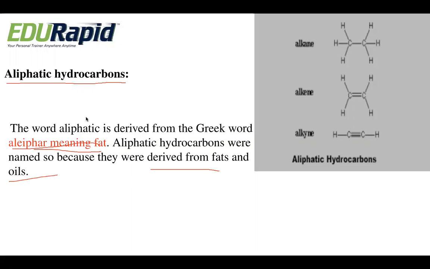Here you can see on the right side, we have three forms of aliphatic hydrocarbons. What are those? Alkane, the next one is alkene, and the last is alkyne. We will study each one of them.